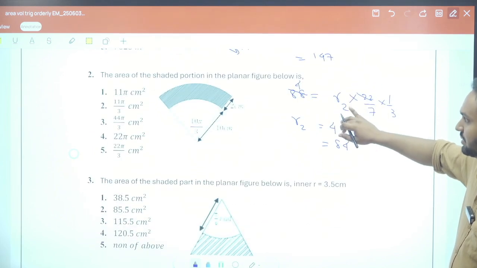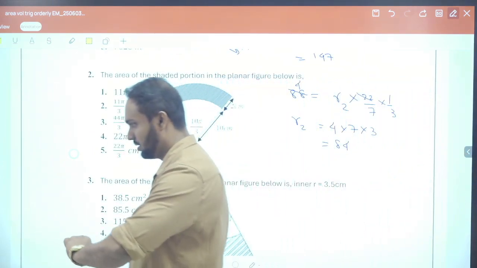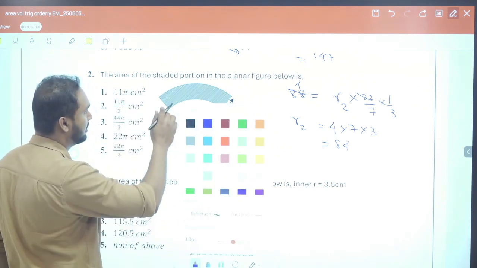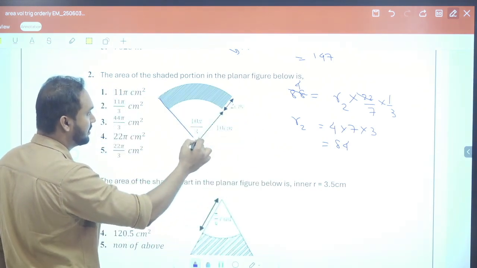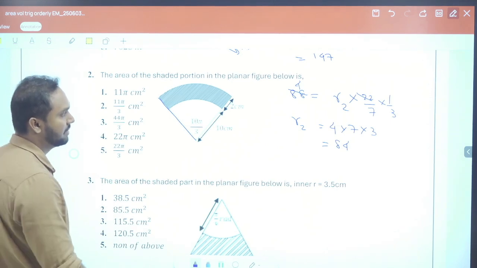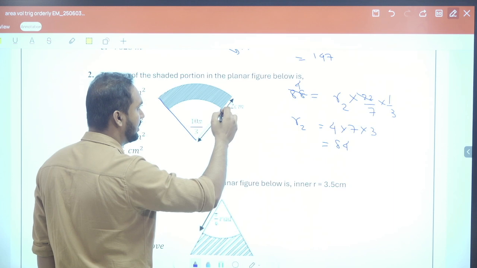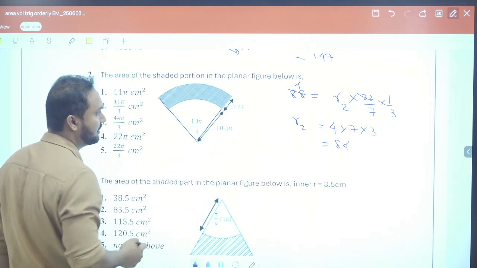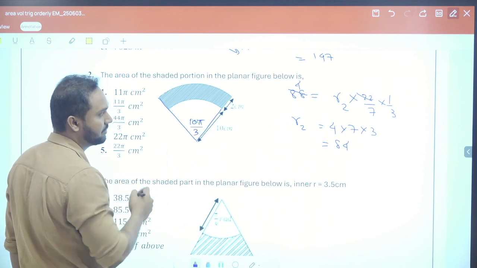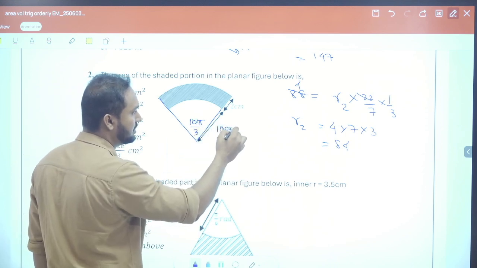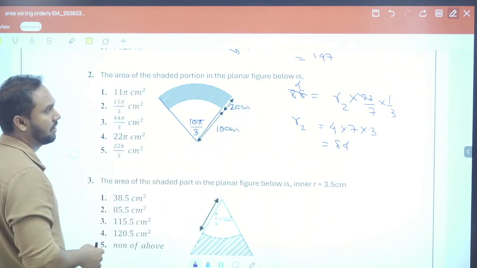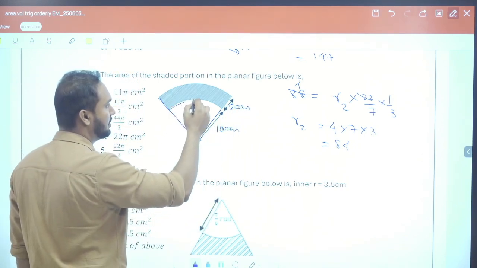Now come to the next question. Yeah, we have more time. Do the question. Now it's the same question. Find the area of the shaded portion of the planar figure. Same thing, find the area. Here the angle is given in radians, 10 pi over 3. This is 10 centimeters, and this is 2 centimeters. You are asked to find the area of the shaded part, this part.